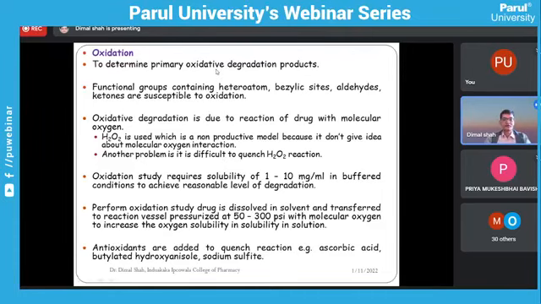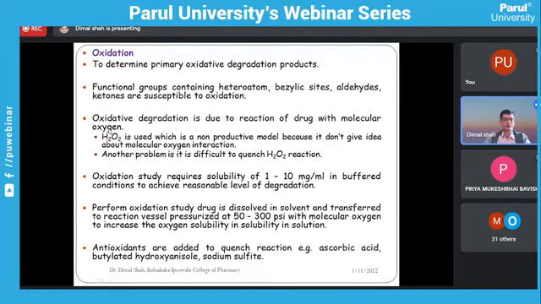The purpose is obvious. We want to determine the primary oxidative degradation products, normally at heteroatoms, benzylic sites, aldehydes, and ketones, which are susceptible to oxidation. So if your compound structure has these functional groups, we can get an idea that there are chances of oxidative degradation. Normally, this oxidative degradation basically occurs due to molecular oxygen.